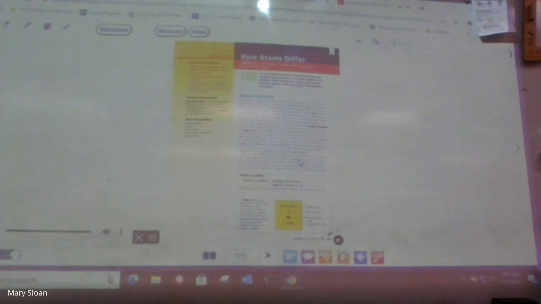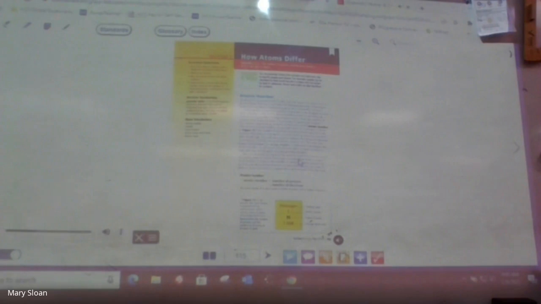Essential questions. How is the atomic number used to determine the identity of an atom? Why are atomic masses not whole numbers? Given the mass number and atomic number, how are the number of electrons, protons, and neutrons in an atom calculated?